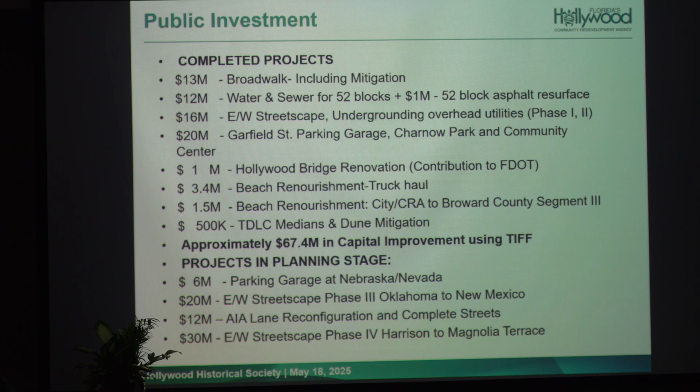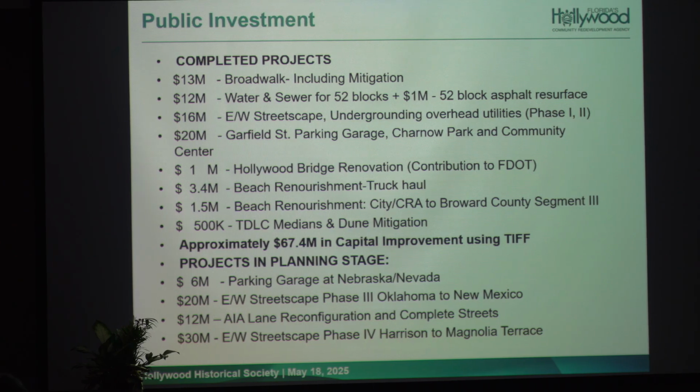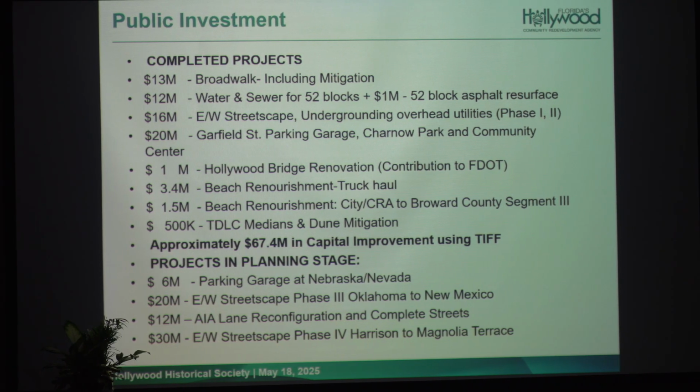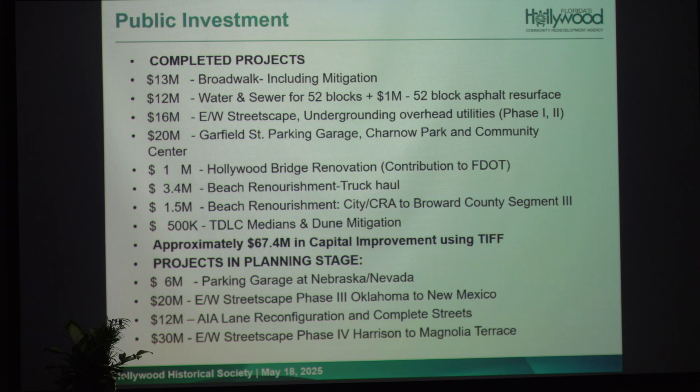So we have the parking garage at Nebraska and Nevada, that's another 6 million, so now we're at 73. The east-west streets on phase 3, so now we're at 93 million. A1A lane configuration and complete streets, 12 million, and then we're currently in the midst of phase 4 of the streetscape, which is Harrison to Magnolia, and that's another 30 million. So we've been very busy on the beach.